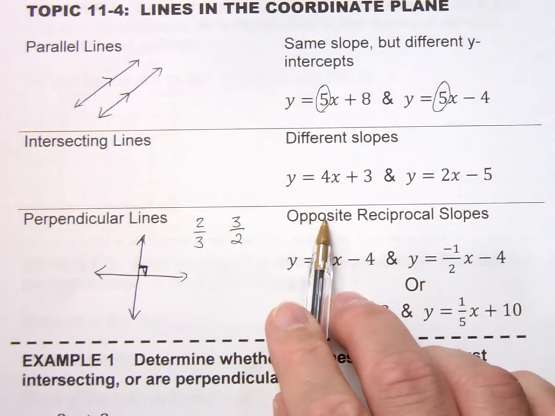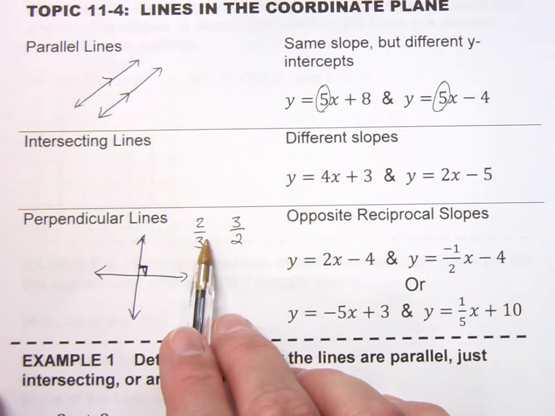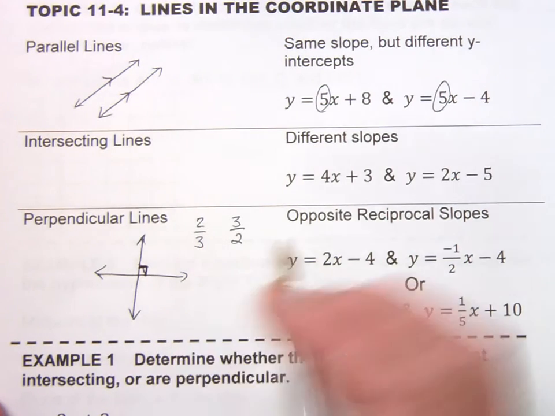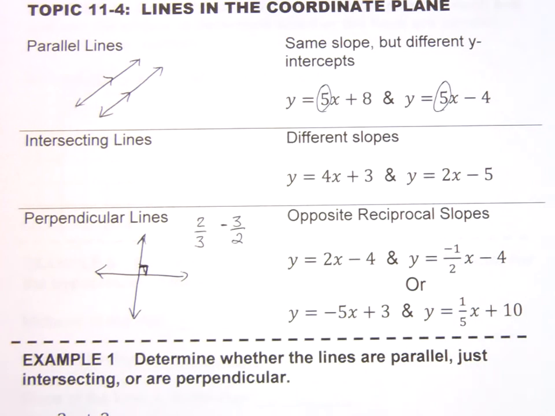Now the positive or negative will be opposite though. So these are not opposite reciprocals of each other. These are just reciprocals. For them to be opposite reciprocals of each other, if this one was positive, this one would need to be negative, or vice versa. So you will always have one positive and one negative, and they'll be reciprocals of each other.